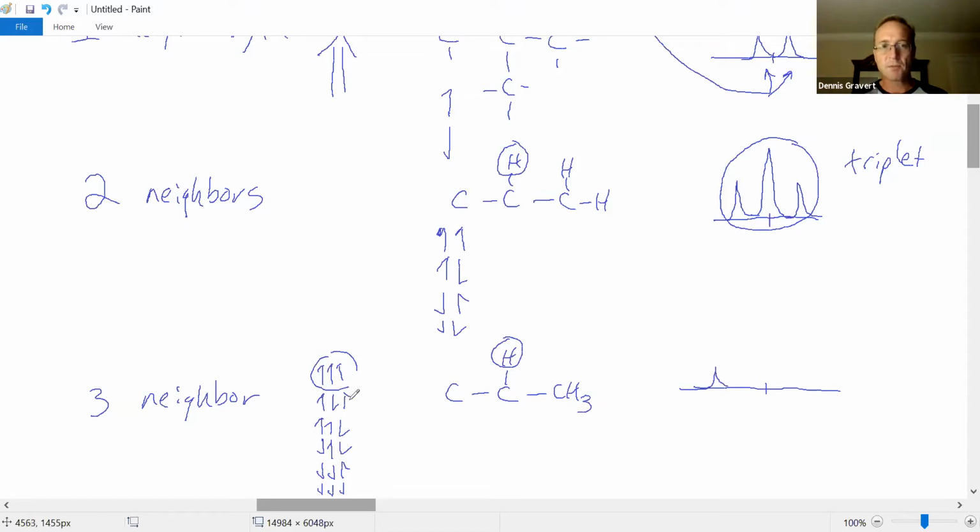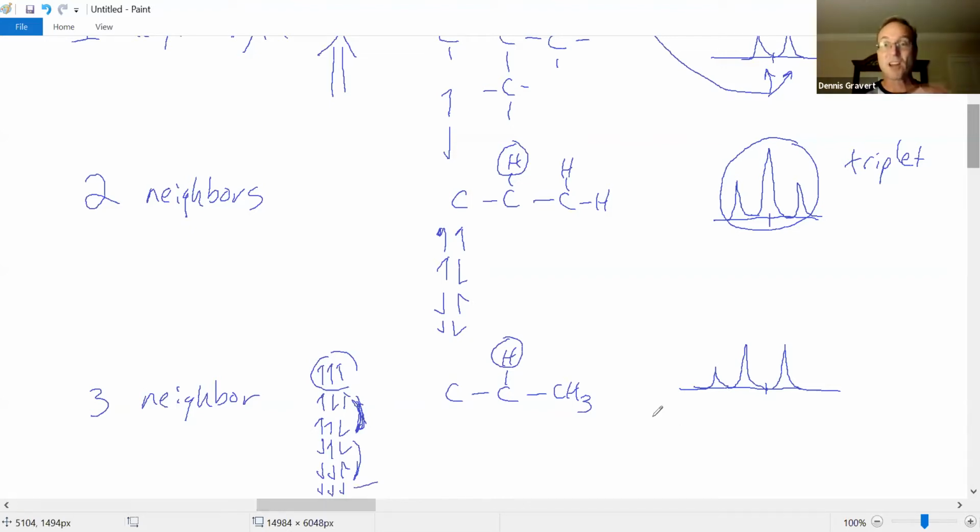We have 2 up, 1 down, 2 up, 1 down. That's it. 2 up, 1 down means there's a net total of 1 up, which is the same as this one. But there's 2 chances for it. So it should be twice as high. Look at the spin combinations here. There's 2 down, 1 up, 2 down, 1 up. That's a net total of 1 up. So it's going to send it up this way. And we got 2 chances versus 1. That's why I got this peak twice as high.